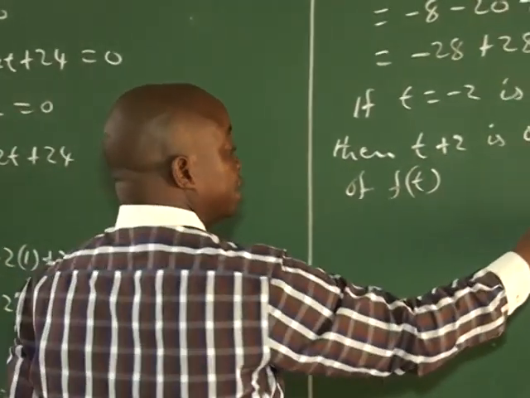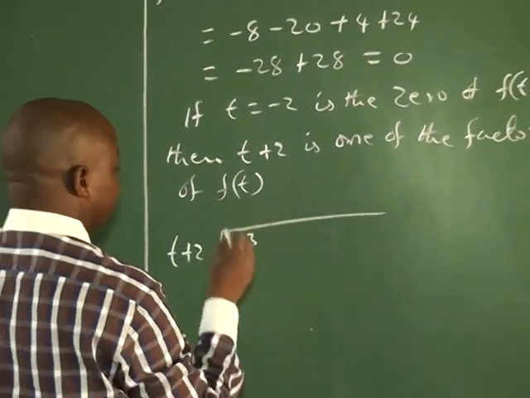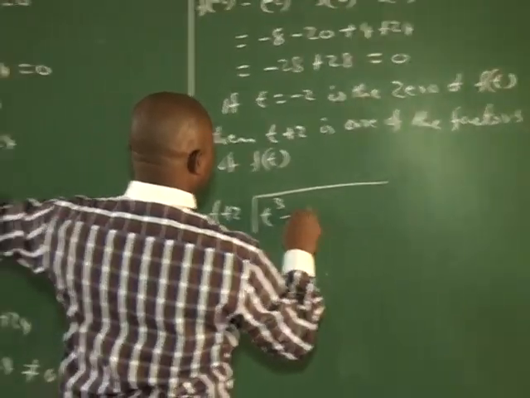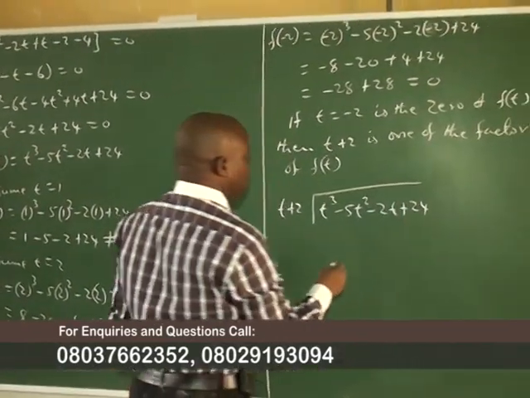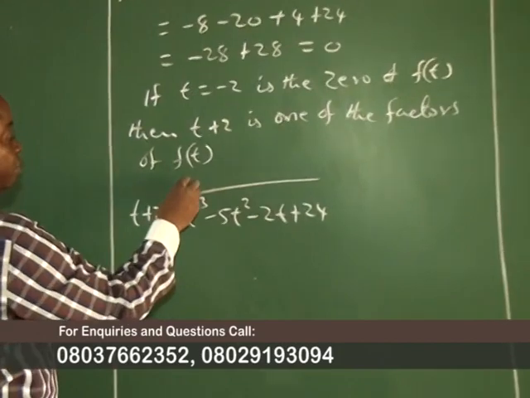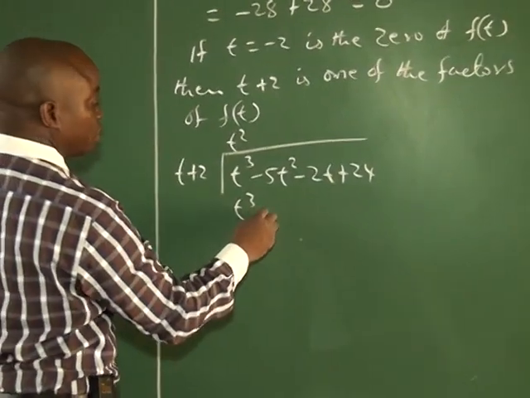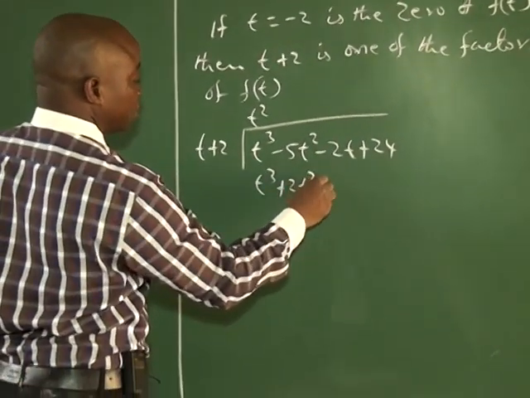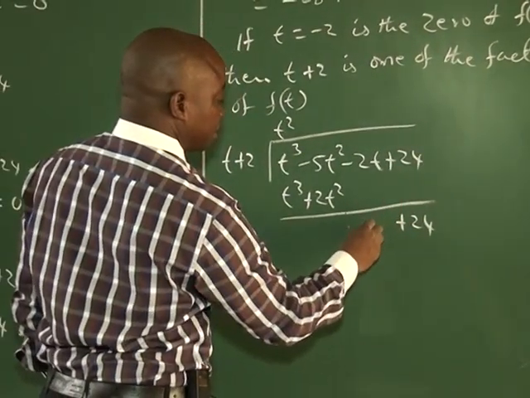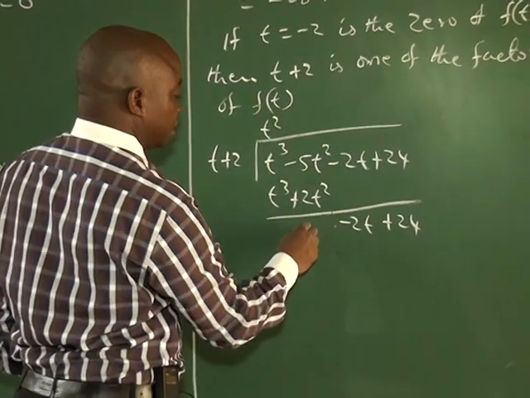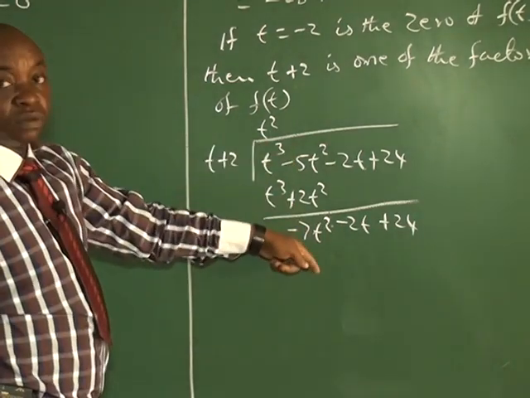And so that we can then use long division method, t plus 2, then we have t cube. The polynomial is t cube minus 5t square minus 2t plus 24. So t cube divided by t will give us t square. T square times t give us t cube. T square times 2 give us plus 2t square. So we can then subtract it to have minus 2t. Then here is minus 7t square. That is minus 5 minus 2.